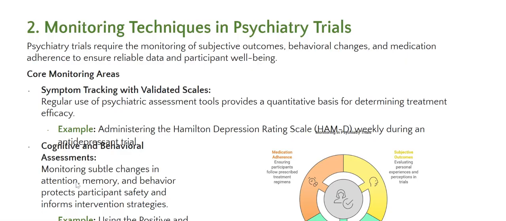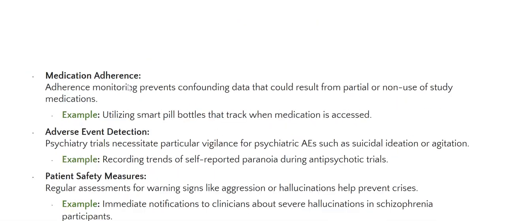Cognitive and behavioral assessments, another core monitoring area. Monitoring subtle changes in attention, memory, and behavior protects participant safety and informs intervention strategies, for example, using the Positive and Negative Syndrome Scale (PANSS) for evaluating schizophrenia symptoms. Before we proceed, we have here a summarized diagram showing the monitoring in psychiatric trials, as we have medication adherence, subjective outcomes, and behavioral changes. So, continuing with the core monitoring areas, we have medication adherence.